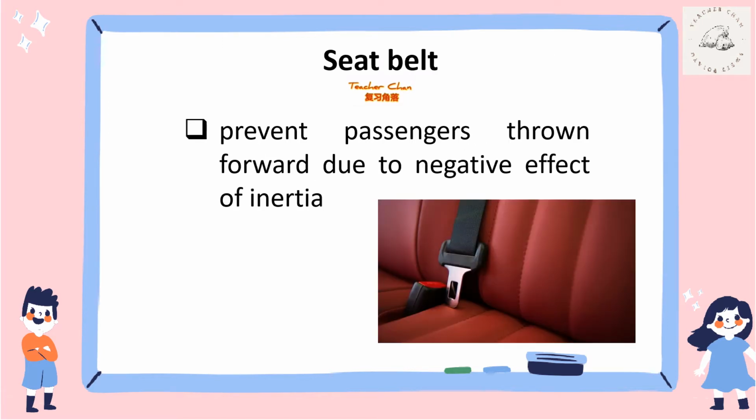So the next one will be the seat belt. The seat belt is very important because it can prevent the passenger from being thrown forward due to the negative effect of inertia. So students, remember to wear your seat belt when you are inside the car.